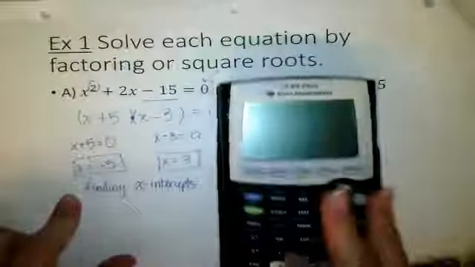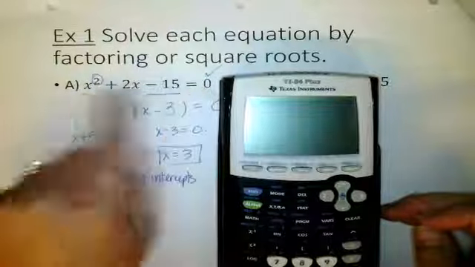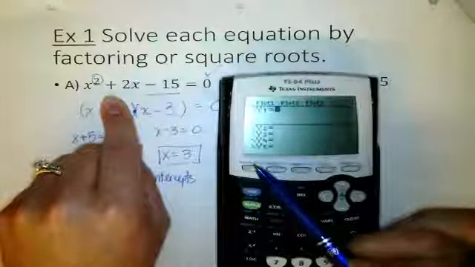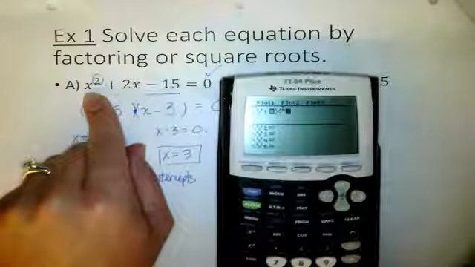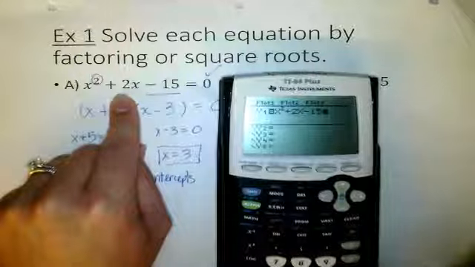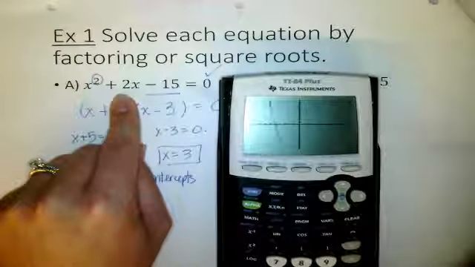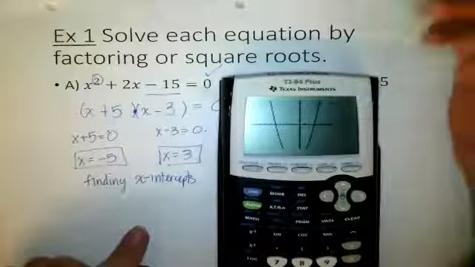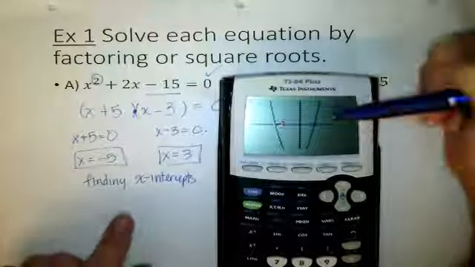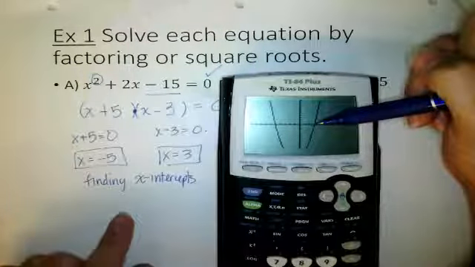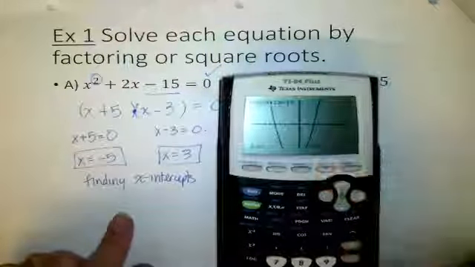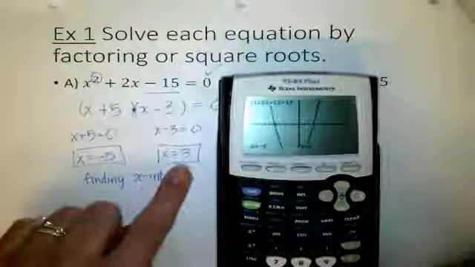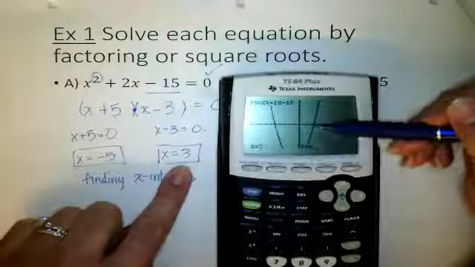Which means if I take this equation, not the equal 0 part, but just the left-hand side, I can plug it into my y equals menu: x squared plus 2x minus 15. And I can look at the graph, and you'll notice, where does it cross on the x-axis? -5 and 3. All right, so you can use trace if you want to, and you can type in -5, and you can see it's when we're equal to 0. And you can type in 3, and you can see that's where we're equal to 0. All right?